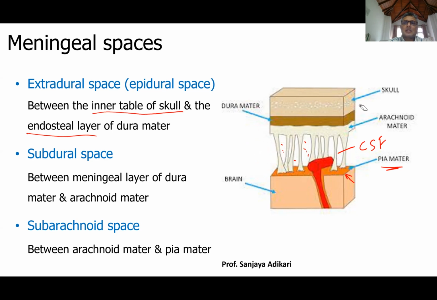So later we will discuss that. You can have bleeding outside the dura mater, which is then called extradural hemorrhage. You can have bleeding into the subdural space, you call it subdural hemorrhage. You can have bleeding into the subarachnoid space, you call it subarachnoid hemorrhage. We will discuss these things later.